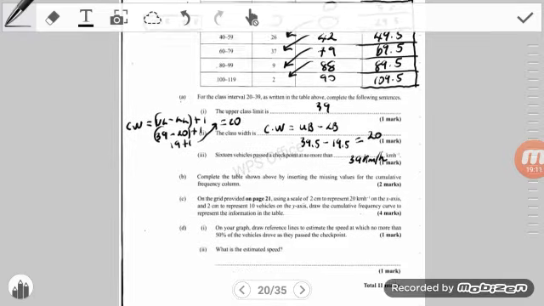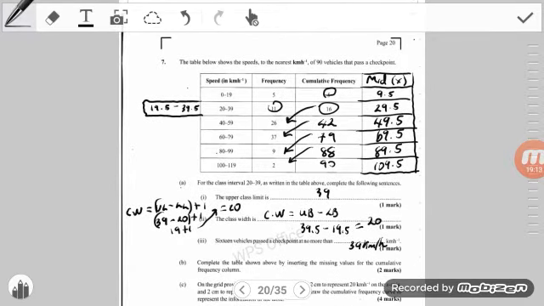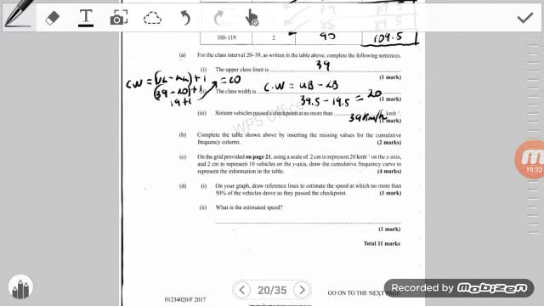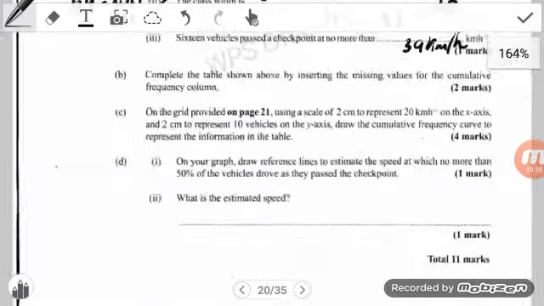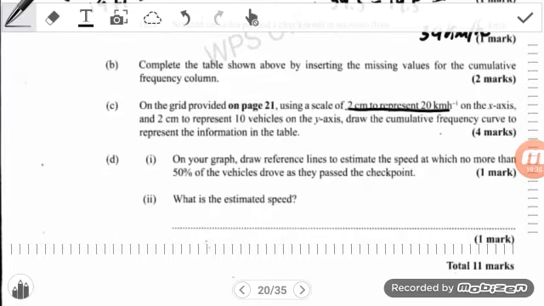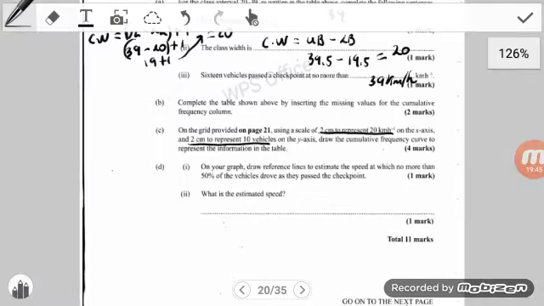Now, we are drawing a cumulative frequency. So we know that the y values will be our cumulative frequency values. All right. Normally, if we're drawing a frequency polygon, then we'd use the frequency values. But we're drawing a cumulative frequency curve, so we're going to be using the cumulative frequency numbers here as our y values. All right. So they gave us a scale. The scale is 2 centimeters to 20 on the x, and it's 2 centimeters to 10 on the y. So let's get to that.